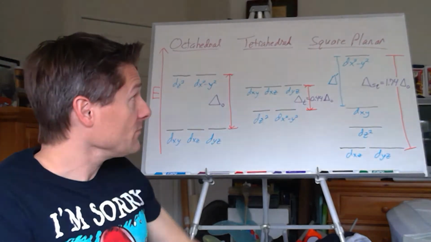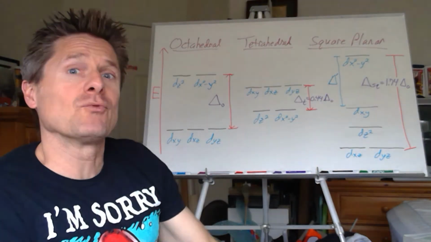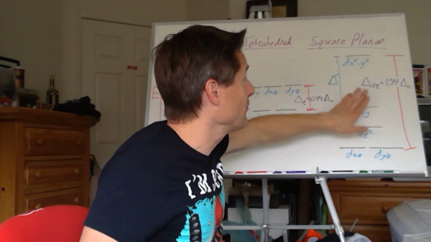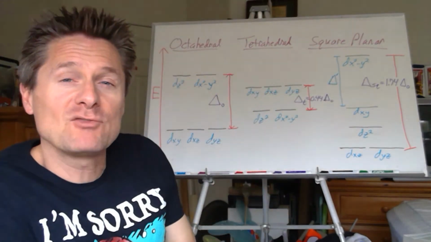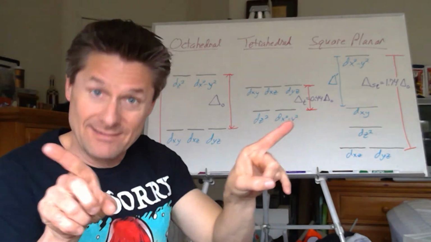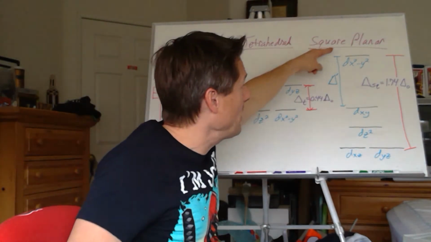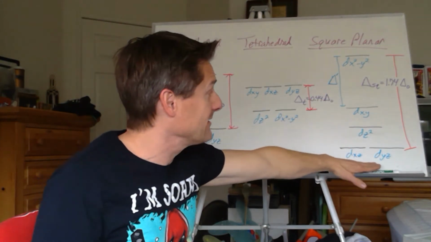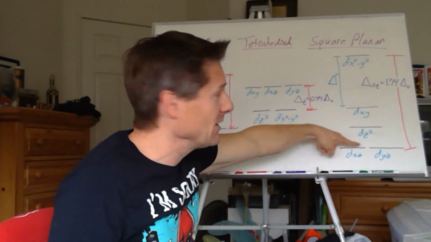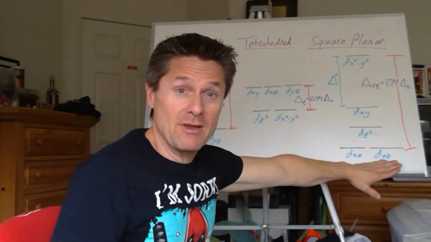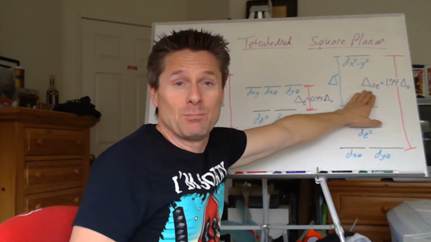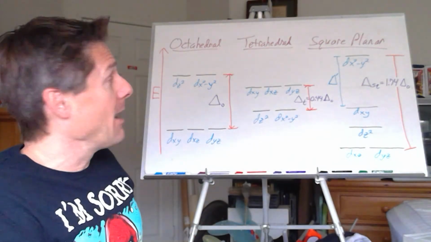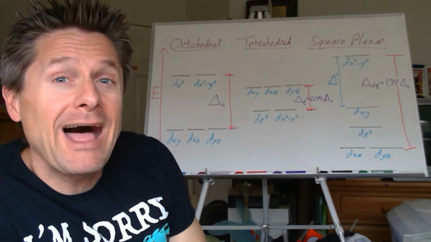Square planar, that's more dramatic because there's really high repulsions in the xy plane. So the dx squared minus y squared and dxy shift up, way more for the dx squared minus y squared because it's along the axes, whereas dxy's in between the axes. So you get this huge jump up here, and then the dz squared and the xz and yz drop a little bit, more so for the xz, yz, less so for the dz squared. Not too much of a splitting between those, but if you look from the very bottom to the very top, the crystal field splitting overall for the square planar complex is much more than that for the octahedral complex. It's 1.74 times higher than the octahedral.